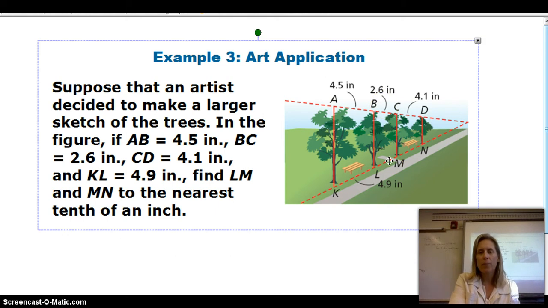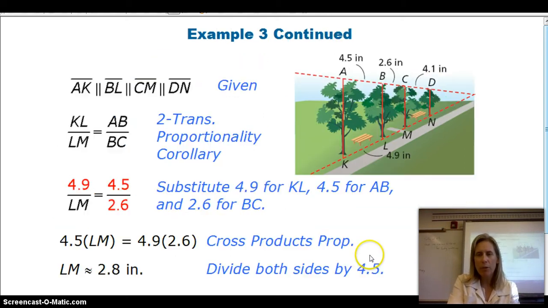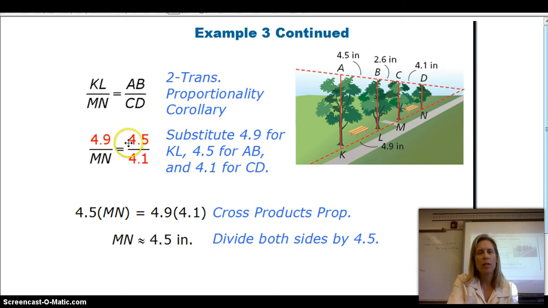Okay, let's see how they do it to find LM, because this one's been done for you. They say 4.9 over x, the second way Amaya stated it, equals 4.5 over 4.6. So they find LM is 2.8. You can use 4.9 over MN equals 4.5 over 4.1. So we can even remove this segment between them, and we still have proportional relationships between these segments.